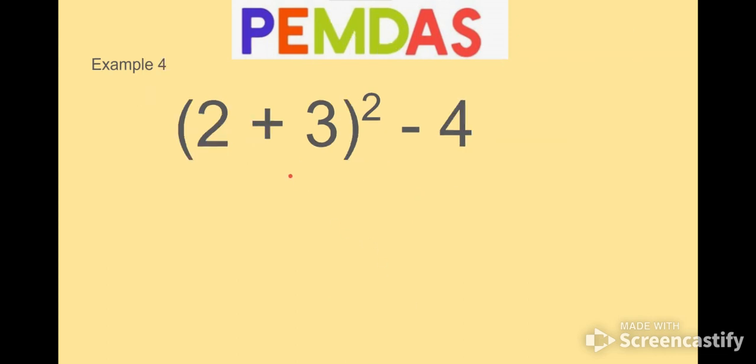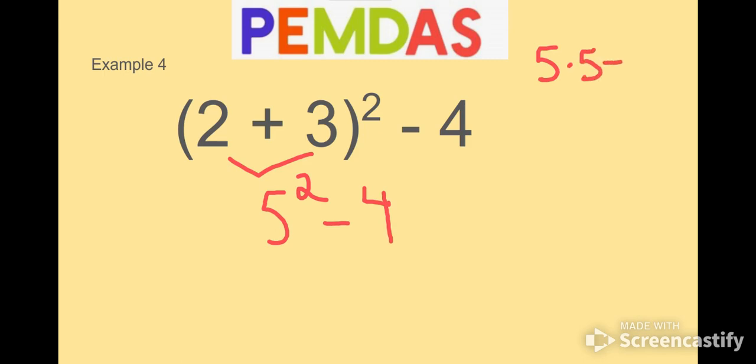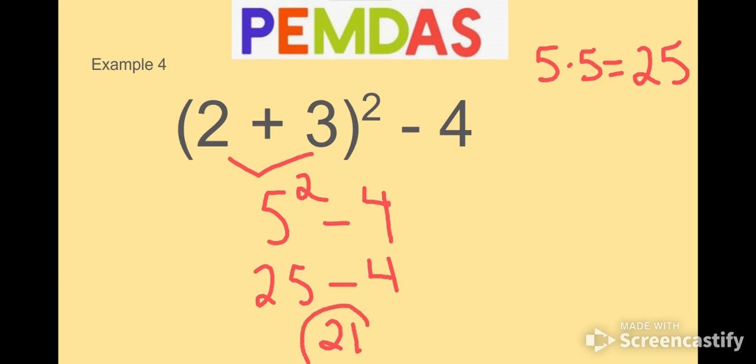We have parentheses. So we do 2 plus 3 first, which is 5. We keep the squared, minus 4. So let's remember, we have an exponent. So 5 squared means 5 times 5. 5 times 5 is 25. So now we have 25 minus 4. And we have 21 as our answer. Again, I promise I didn't plan on that. So 21 is our answer.